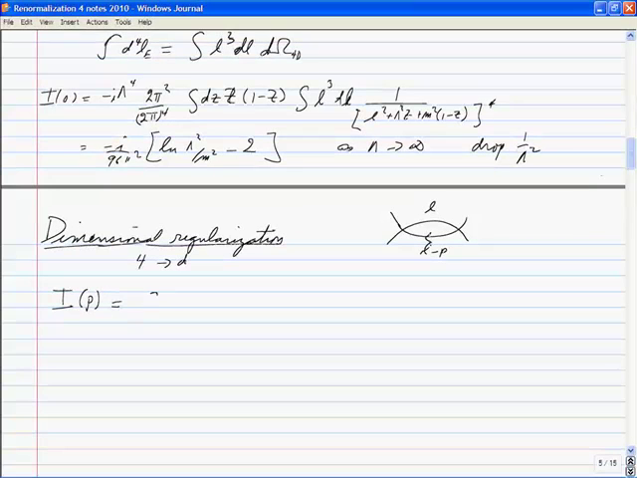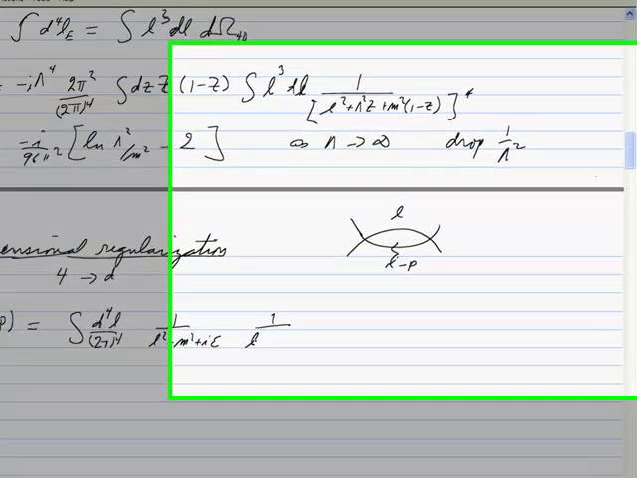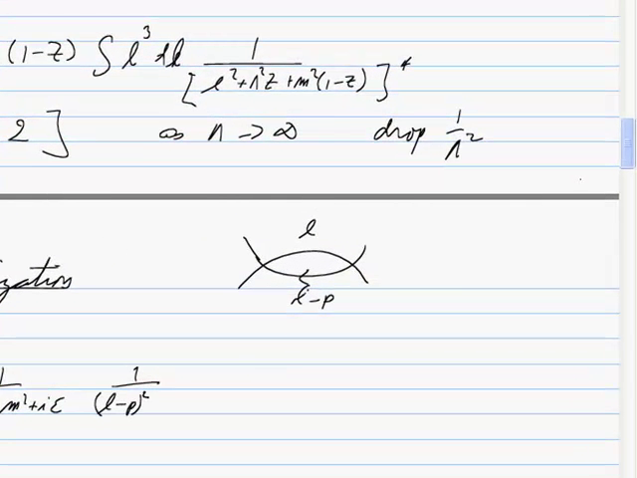So the full integral, if you look at it, was d4L over 2 pi to the 4th, 1 over L squared minus M squared plus i epsilon, times 1 over (L minus P) squared minus M squared plus i epsilon. Okay, so that's the integral that we had to do before.